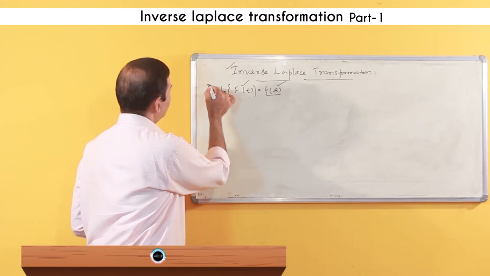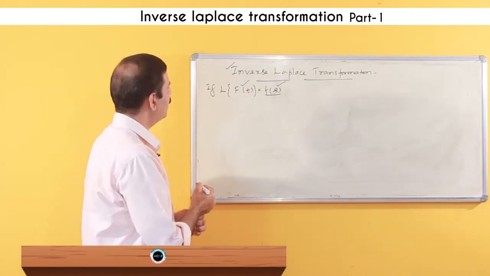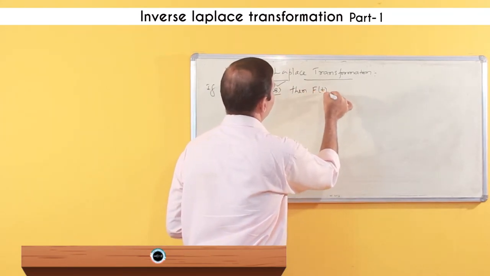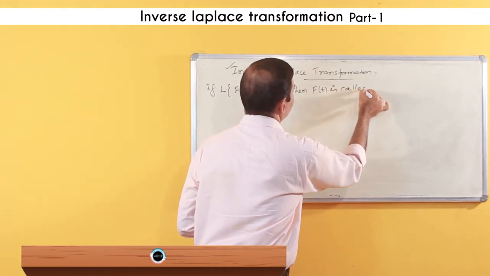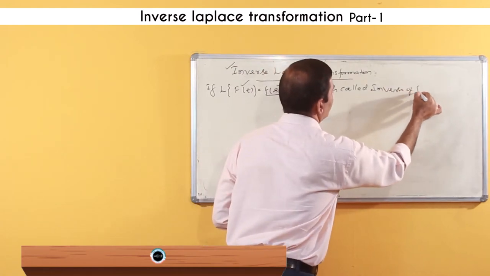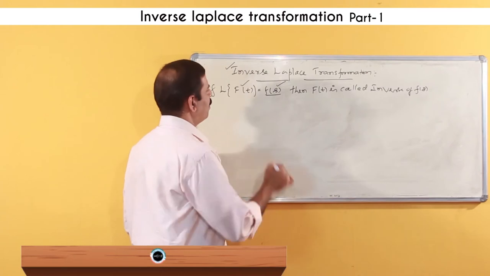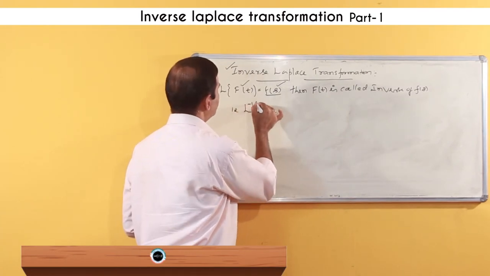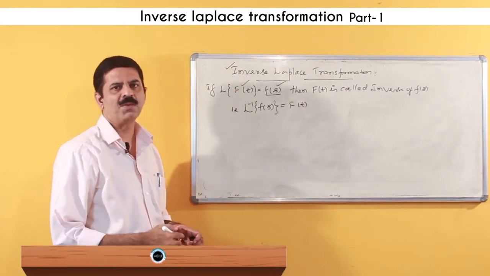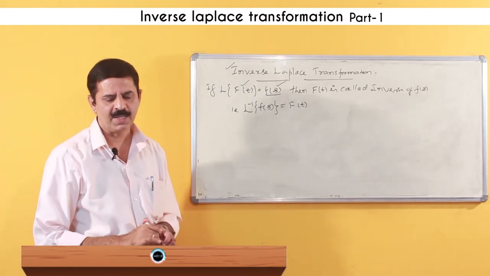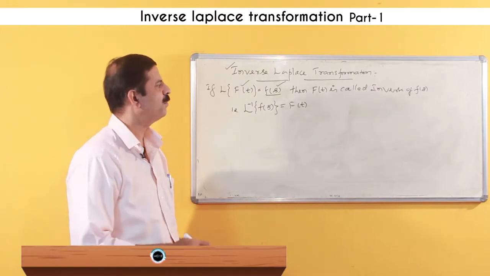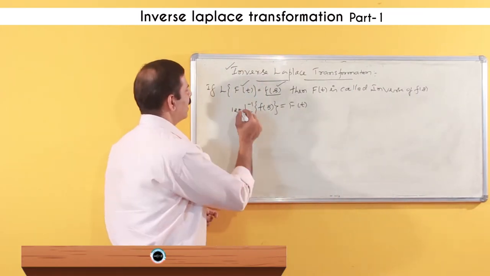Now, the definition. If Laplace of f of t is equal to F of s, then f of t is called the inverse of F of s, or we write Laplace inverse of F of s is equal to f of t. Notation-wise, we write it like this. So f of t is called the inverse Laplace transformation of F of s, and we write it like this.